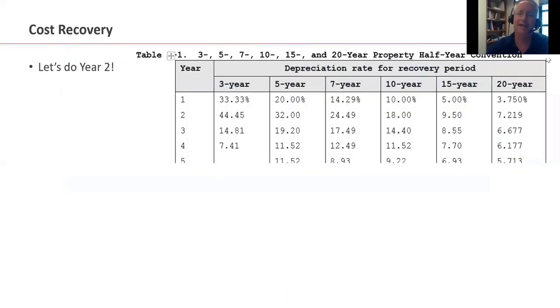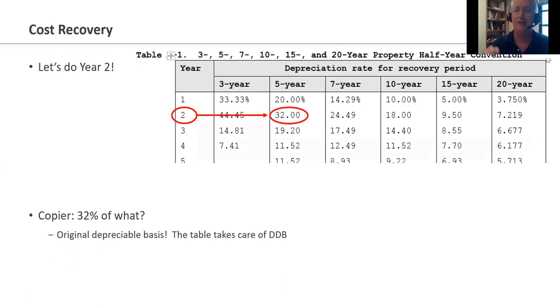Okay, so let's just for practice do year two. And of course, we need to start with the copier. All right, so year two. 5-year property is 32%. That's easy enough. But remember, we're using the double declining balance method. This is where students frequently get tripped up. The tables are not built to consider double declining balance, meaning 32% of what? Do I have to decline the previous balance? Okay, so if it cost me $100, I'm down to 80? No. You take the original depreciable basis. The table bakes into all its factors the double declining balance method.